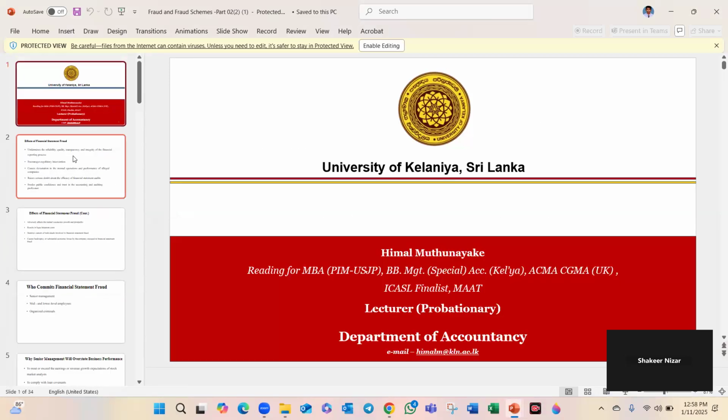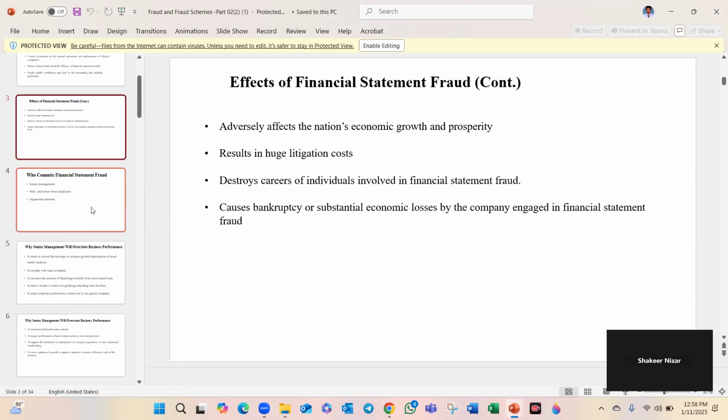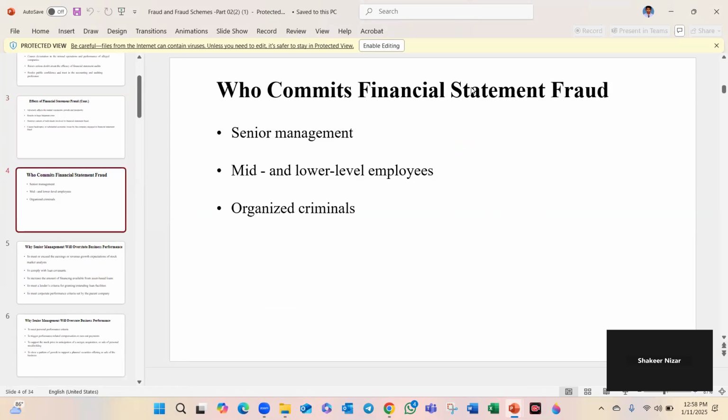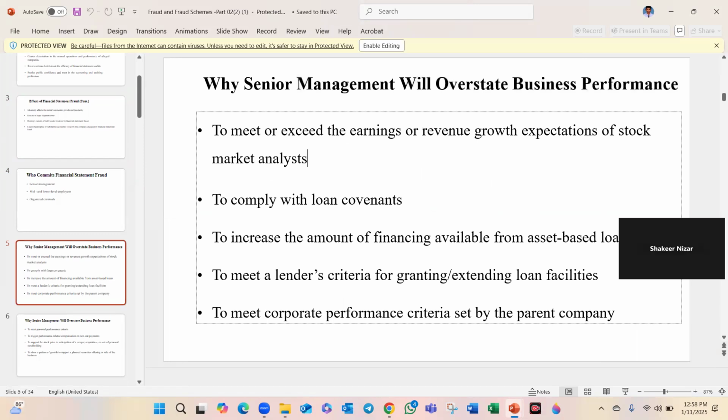So I'm not going to elaborate each and every one. You can see the effects of financial statement frauds. You can see who commits financial statement fraud: senior management, mid and low-level employees, and organized criminals. Why will senior management overstate business performance? There must be a reason. You can even think and write, right? Now you are in third year.